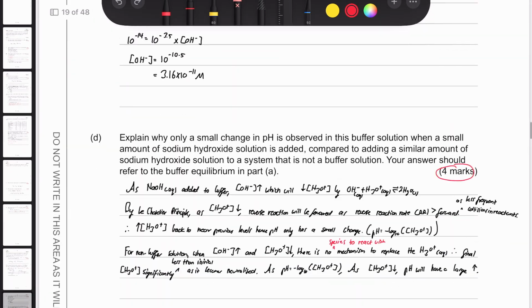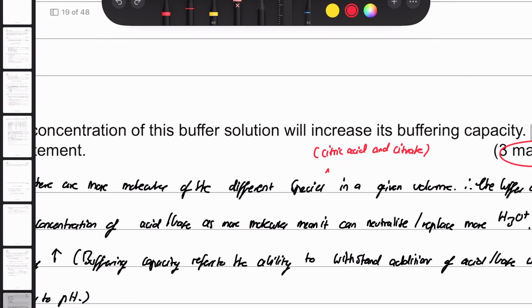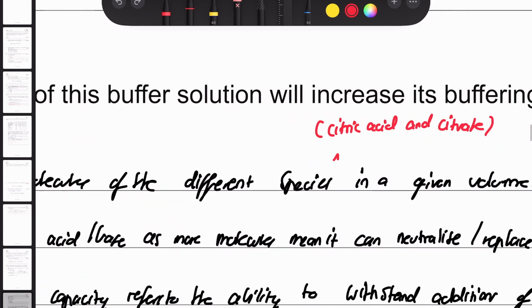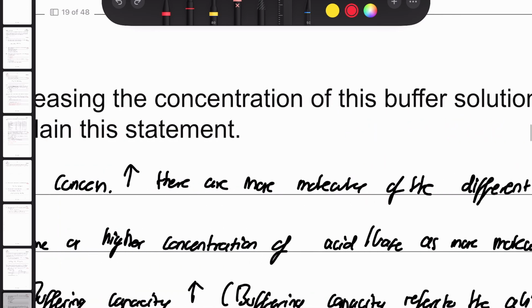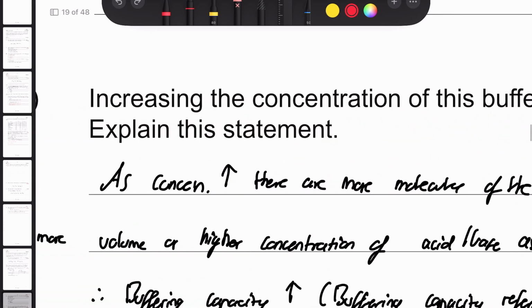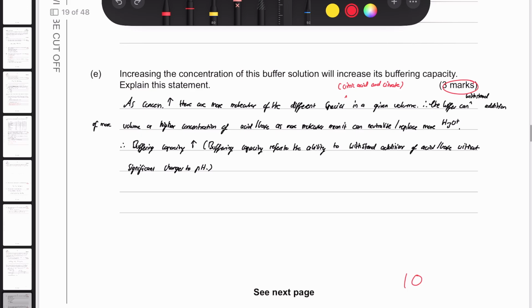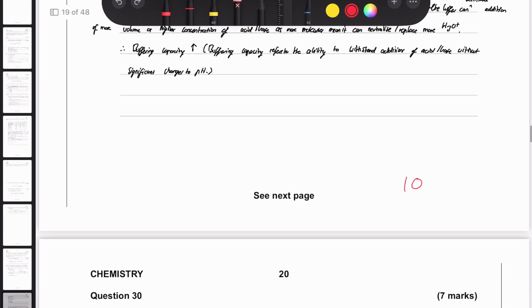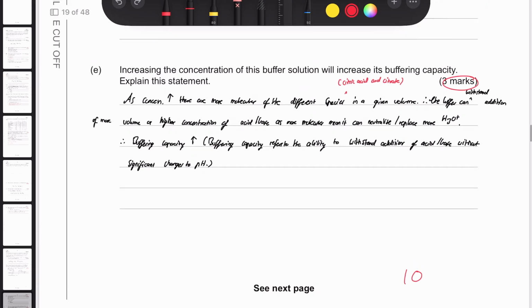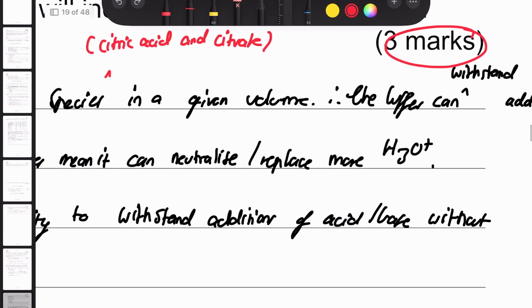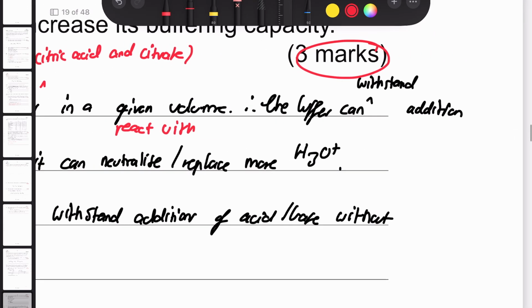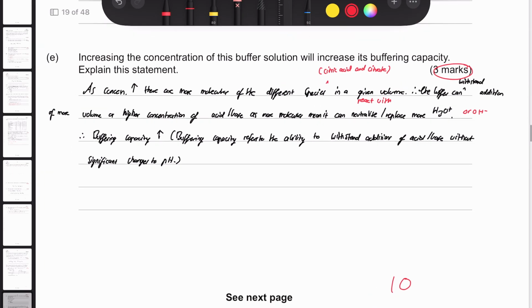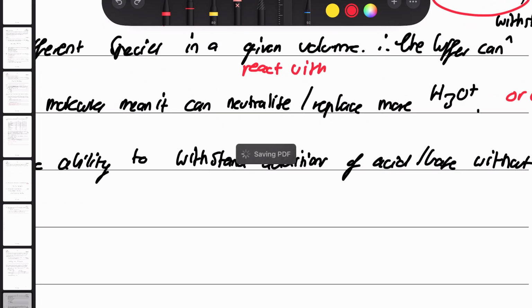And down here, bada bing, bada boom. Oh, it was so good marking this. What was this? Oh yeah. In the marking key, it had in brackets that the different species were citric acid and citrate. So I think maybe it wanted you to talk about them, but I gave myself the full marks anyway. Other than that, yep. Can withstand more, it can neutralize. I think they also said it can react with more H3O plus or OH minus. That would look good. But I mean, my neutralizer replacing H3O explanation is also fine.